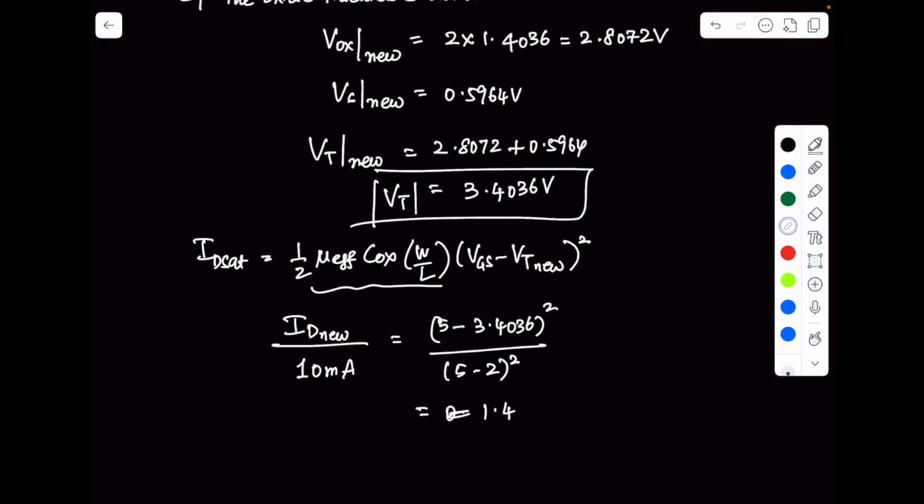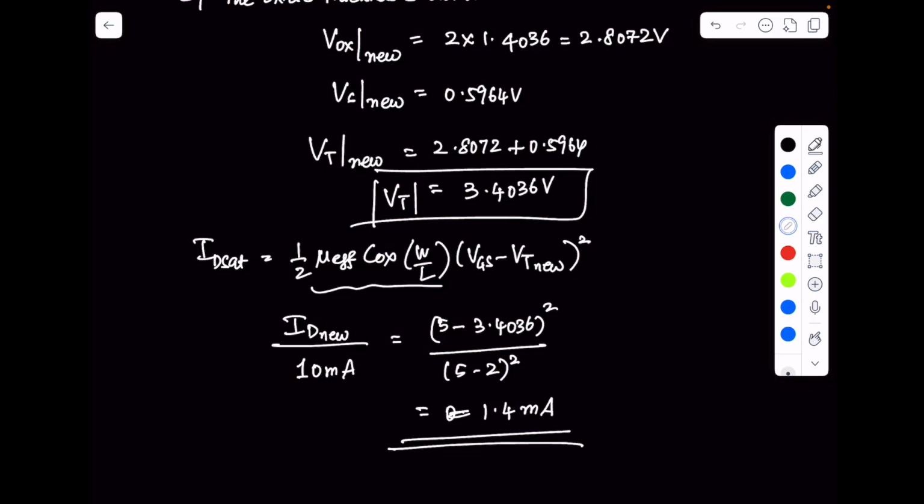And therefore, you get your current to be now 1.4 milliamps. So previously, with the Vt being 2 volts, you got 10 milliamps of current. When you increase the oxide thickness, the Vt went up. So for the same voltage, your current is now reduced to 1.4 milliamps.